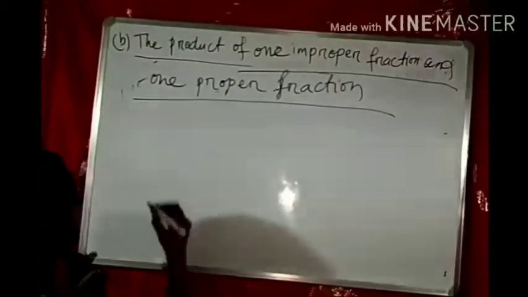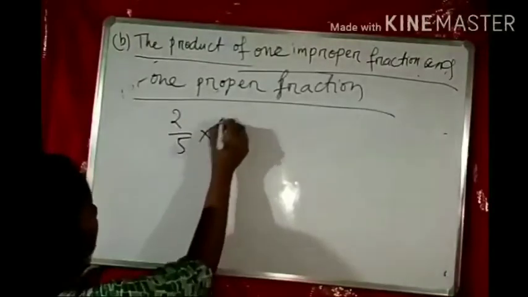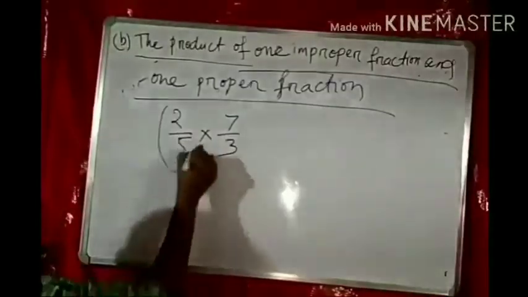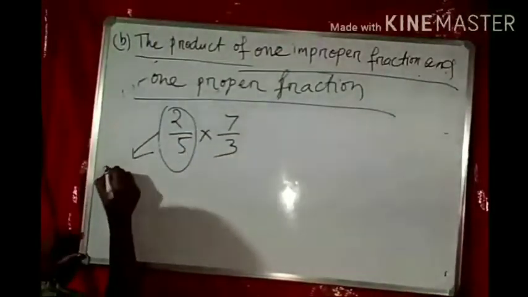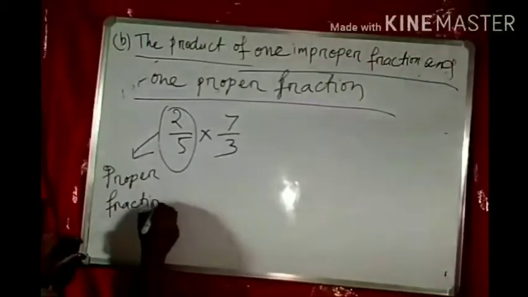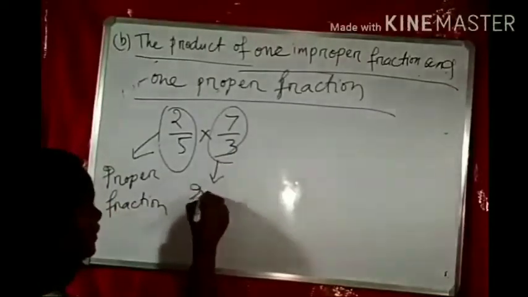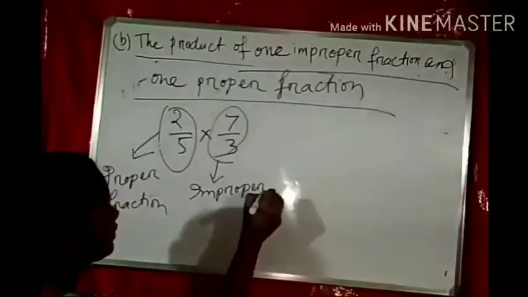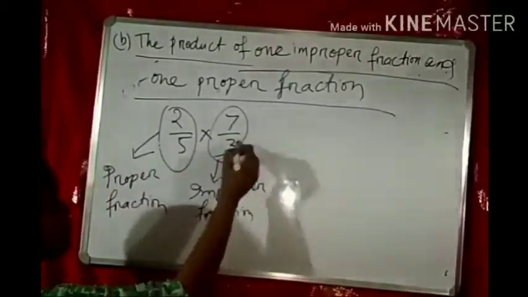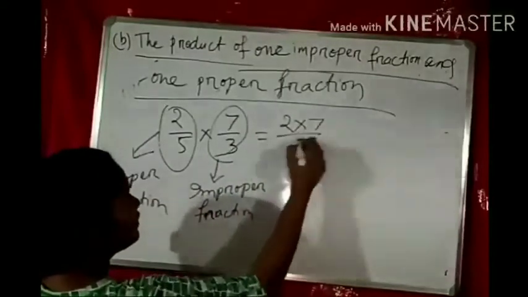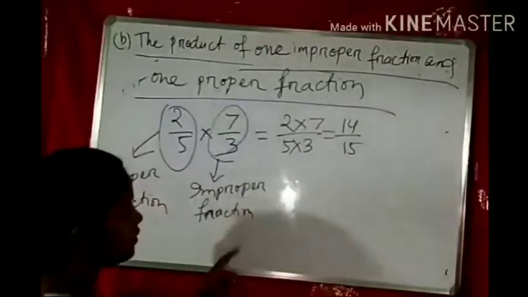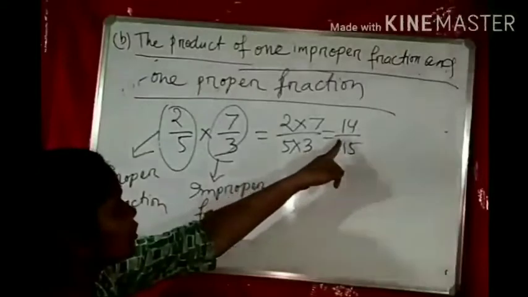Let's see it. Example: 2 by 5 into 7 by 3. 2 by 5 is a proper fraction and 7 by 3 is an improper fraction. So let's see 2 by 5 into 7 by 3. So 2 into 7, 5 into 3. 2 sevens are 14, 5 threes are 15. So let's check. The answer, the product, is 14 by 15.